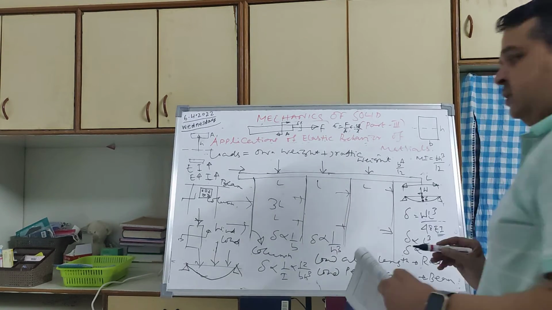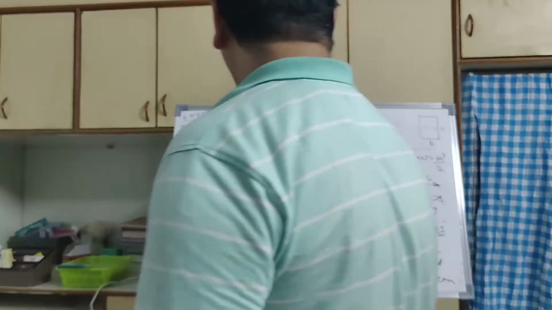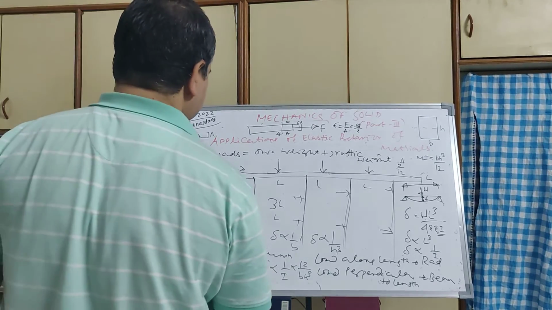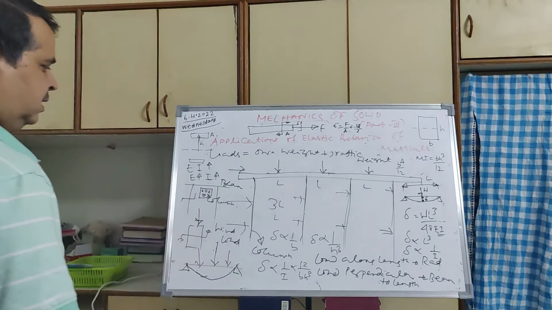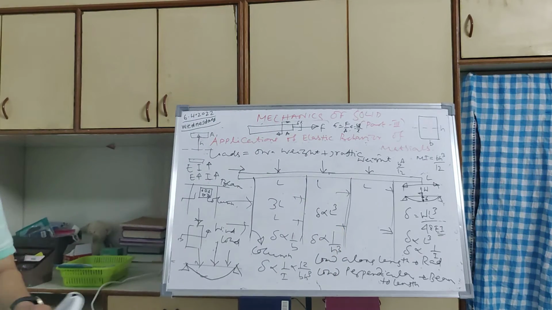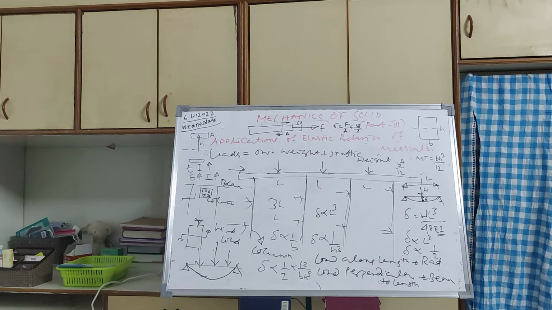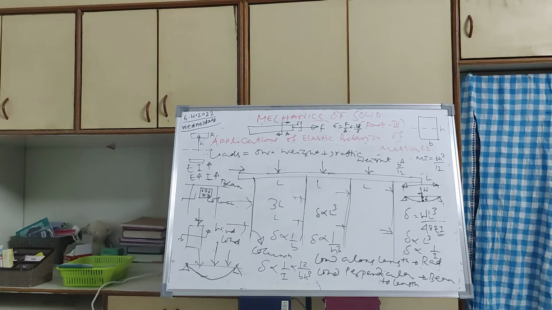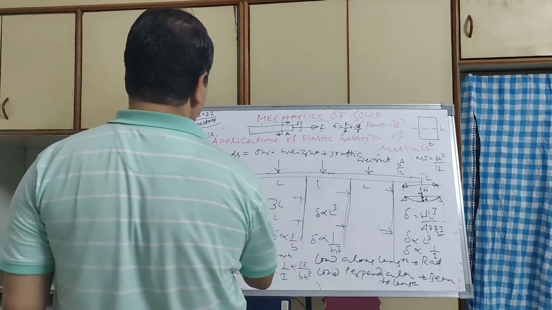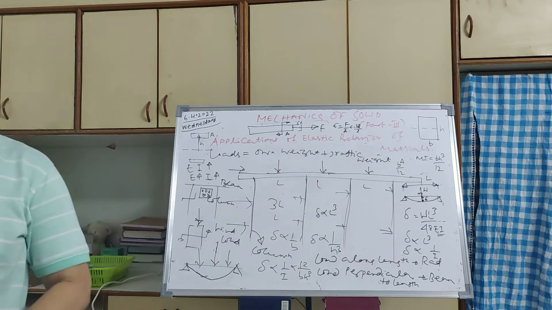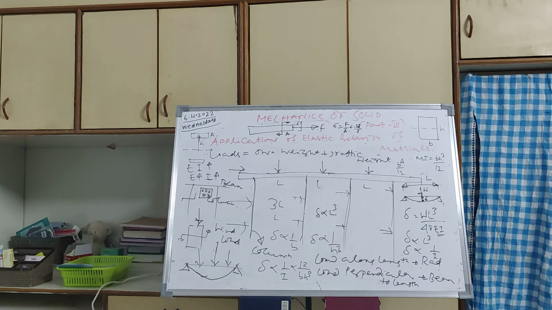P or W are the same here, the load. So this deflection is directly proportional to the cube of the length. If you reduce the length, your deflection will reduce drastically. It is inversely proportional to EI, Young's modulus and moment of inertia. If you increase the Young's modulus, that means if you increase the strength, deflection will decrease. If you increase the moment of inertia, deflection will decrease.